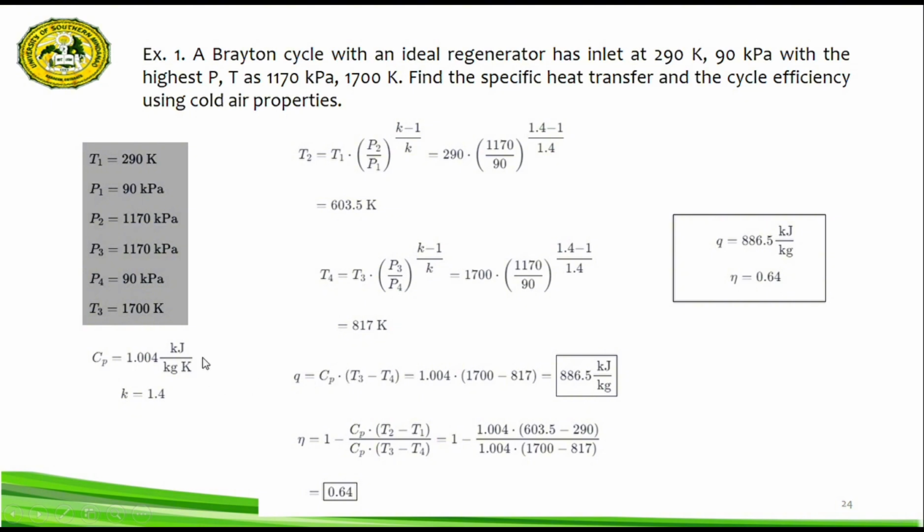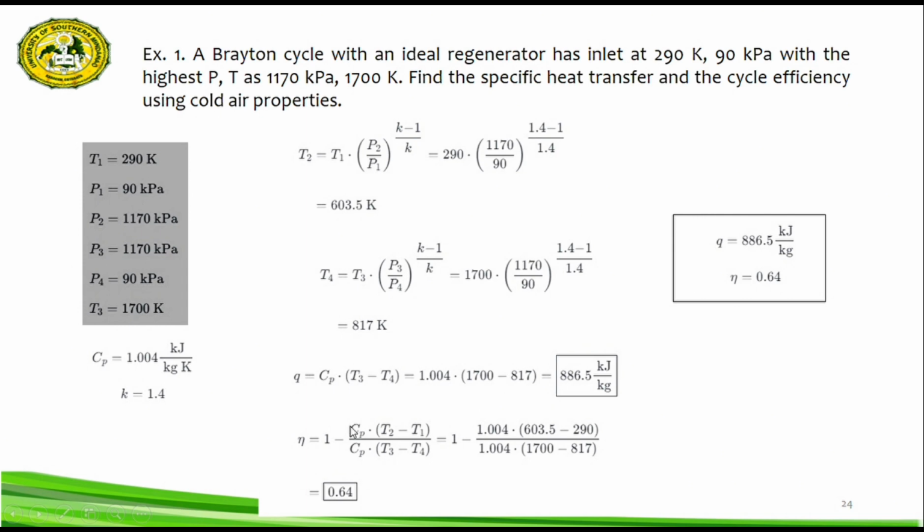By plugging the values into our equation, it equals 1.004 kilojoule per kilogram Kelvin as our Cp, or the specific heat, multiplied by 1700 as our temperature at state 3 minus 817 Kelvin as our temperature at state 4. So we get the specific heat transfer, which is 886.5 kilojoule per kilogram.